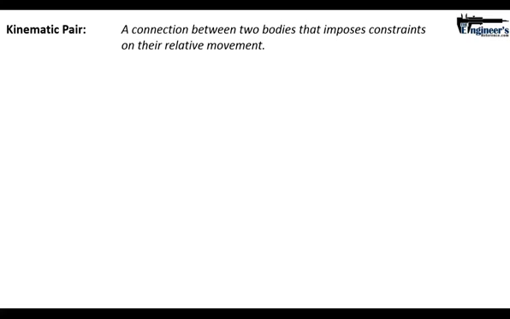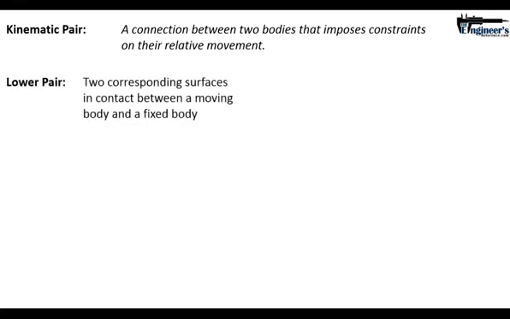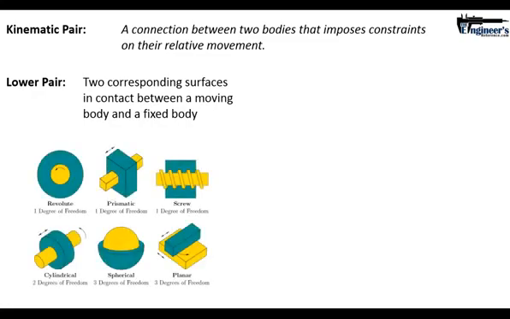So there's two types of joints, two types of kinematic pairs. There's a lower pair: two corresponding surfaces in contact between a moving body and a fixed body. Again, another fancy way of saying some type of joint. So two corresponding surfaces, yellow to blue, or green to blue, however this shows up on your screen, in contact between a moving body and a fixed body. Moving body, fixed body, moving body, fixed body. And again, see how that fits the kinematic pair definition: a connection between two bodies that imposes constraints, degrees of freedom.